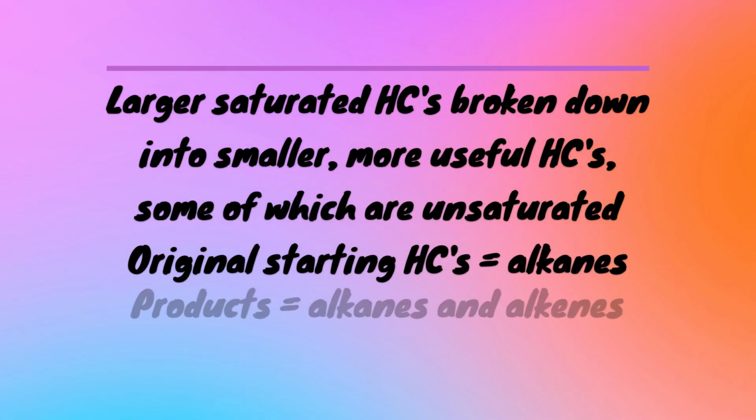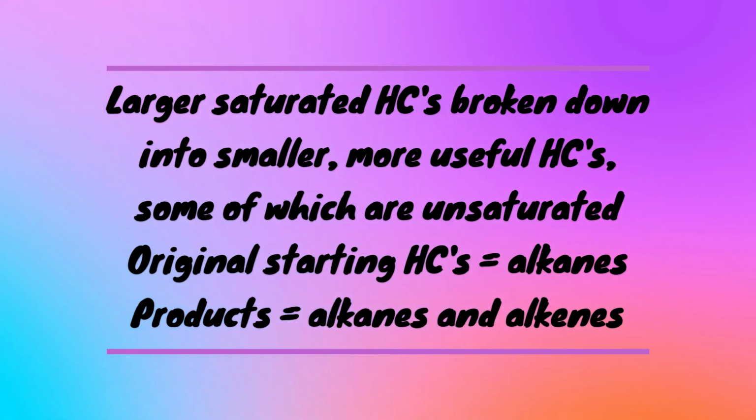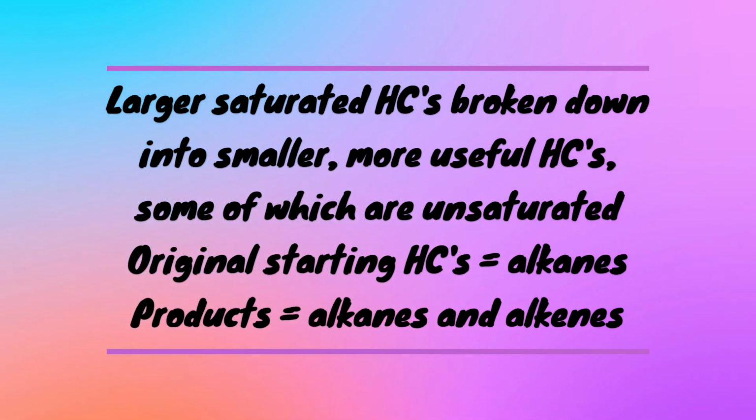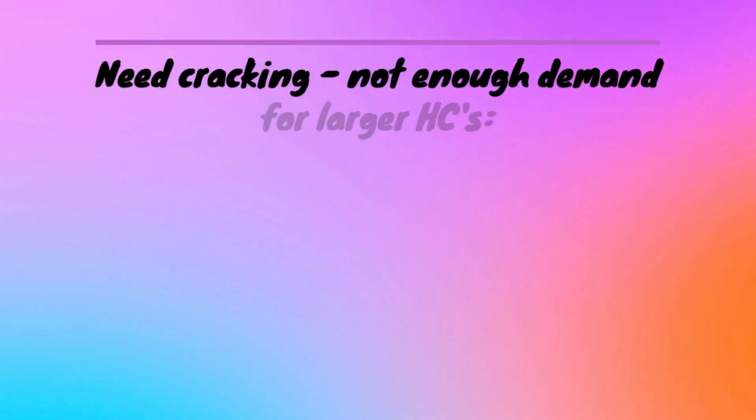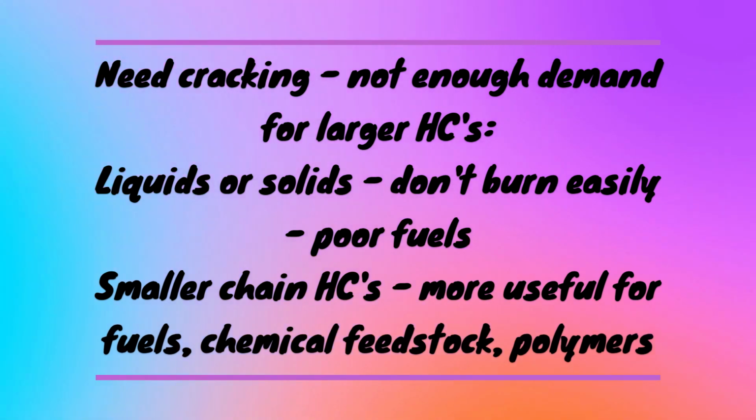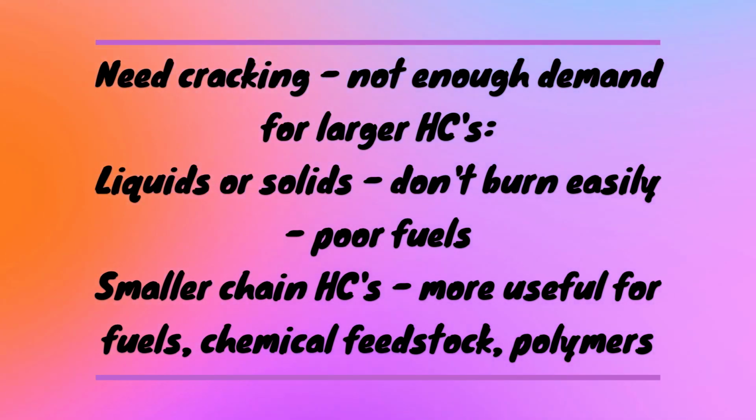Cracking. Cracking is a reaction where larger saturated hydrocarbons are broken down into smaller, more useful hydrocarbon molecules, some of which are unsaturated. So our original starting hydrocarbons are alkanes, but the products of cracking involve alkanes as well as alkenes. Alkenes are members of a different homologous series. We need cracking because there is not enough demand for some of the heavier, larger hydrocarbons. They are liquids or solids and they don't burn easily. That makes them poor fuels.